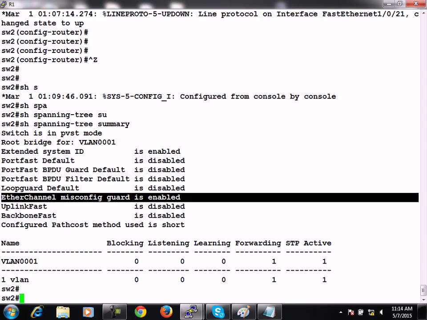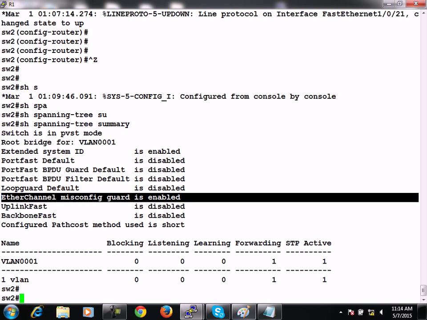Sir, what kind of misconfiguration? See, it actually depends on the platform and IOS version as well. Sometimes your STP will put your links into error disabled state, but sometimes it doesn't. Now you can ask me which kind of misconfiguration can happen. For example, duplex is mismatching, speed is mismatching, or trunk encapsulation protocol is mismatching, or trunk allowed list is mismatching. Or, for example, you configure your EtherChannel on one end but you didn't configure it on the other end. Then also it will become a misconfiguration, and STP can put your interfaces into error disabled state just to prevent your network from bridging loops.